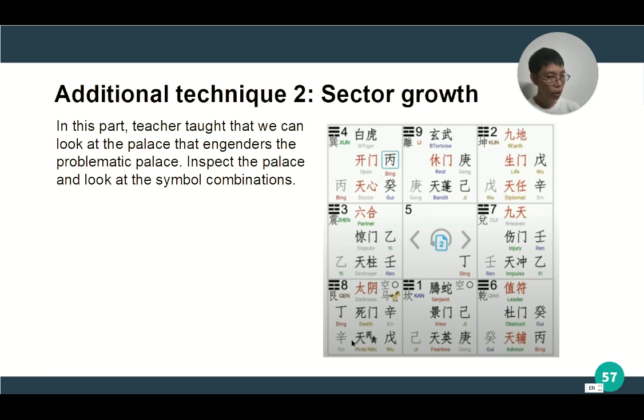So an empty palace produces no results. So there's no third party involved for the third party symbol. We look at sector 9 instead, because sector 9 is fire, which produces earth. So for sector 9, we see that there's a Xuan Wu and there is a Tianpeng. Tianpeng represents a loss of money, big money, and Xuan Wu also represents loss of money.